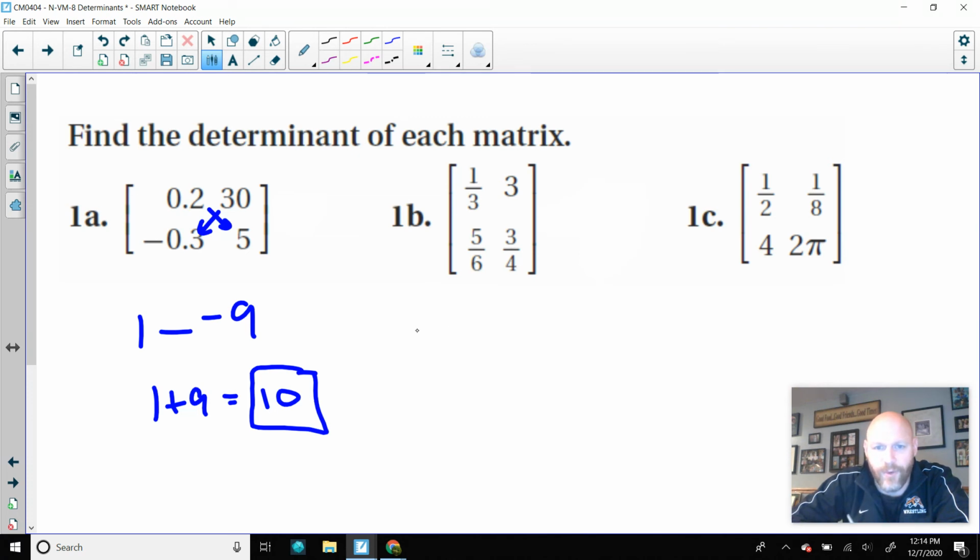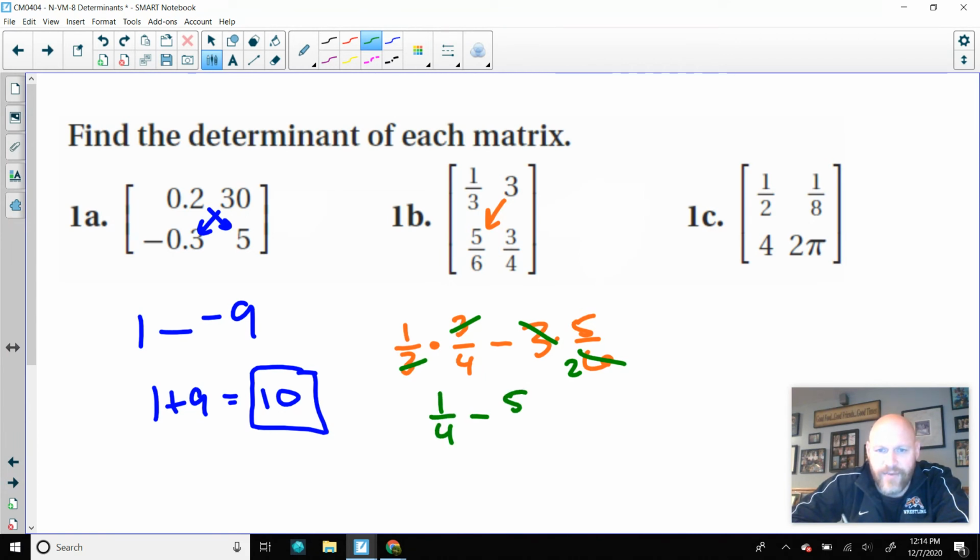1/3 times 3/4. And then we're going to do 3 times 5/6. And we're going to subtract that because that is headed backwards. So 3 times 5/6. I have a 3 on top and technically a 3 on the bottom. So when I cancel that out, this 6 and this 3 cancel and it gives me a 2 on the bottom. When I cancel this 3 and this 3, I really have 1/4 minus 5/2.